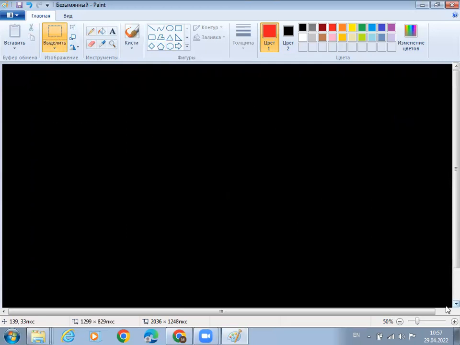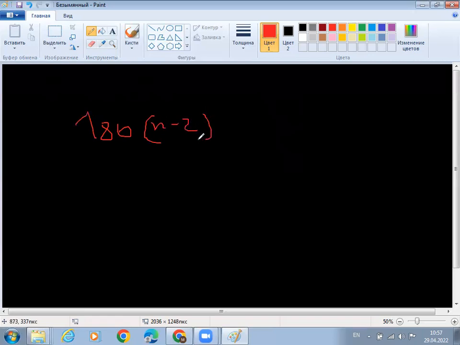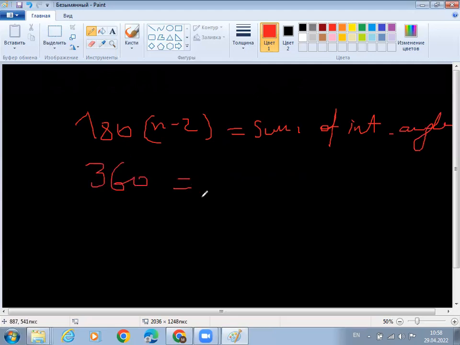Quadrilaterals. Again, for any polygon, for any n-gon, the sum of interior angles is 180 times n minus 2. Yes, this is the sum of all interior angles. The sum of exterior angles is 360, in all polygons, in all squares, triangles, pentagons, octagons, and in all of them.